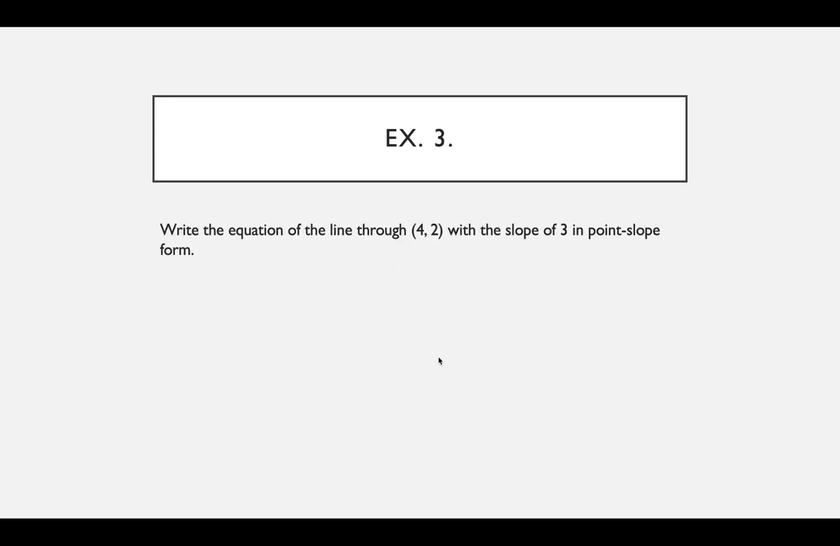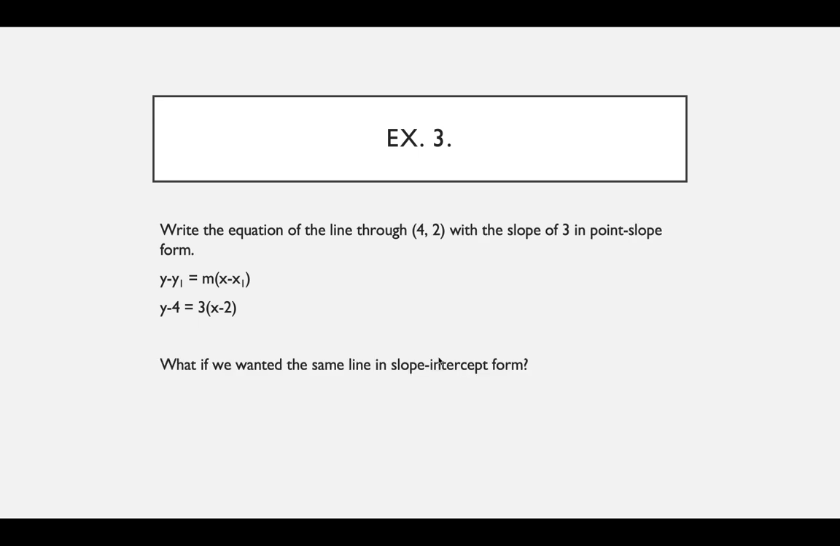Okay, now we're going to write the equation of the line through (4, 2) with a slope of 3 in point-slope form. Recall that point-slope is y minus y1 equals m times x minus x1. x1 and y1 are specific values from a point on the line. x and y are your variables. So we're going to have y minus 4 equals 3 times x minus 2. And that's point-slope form, so we don't have to do anything else.